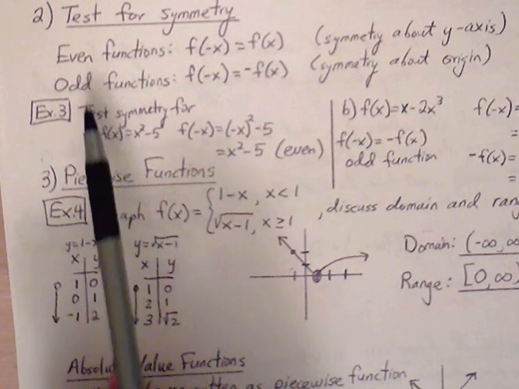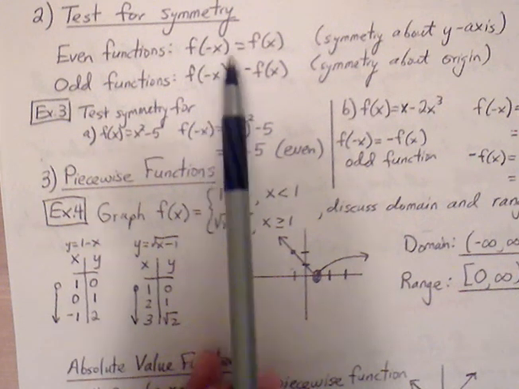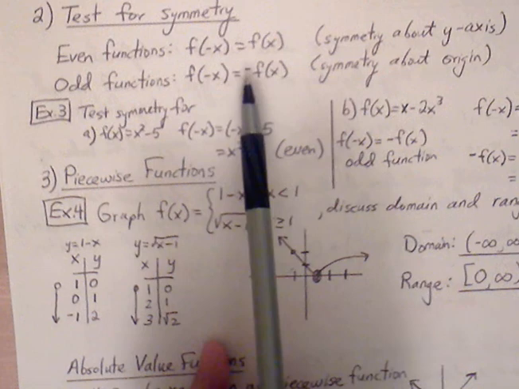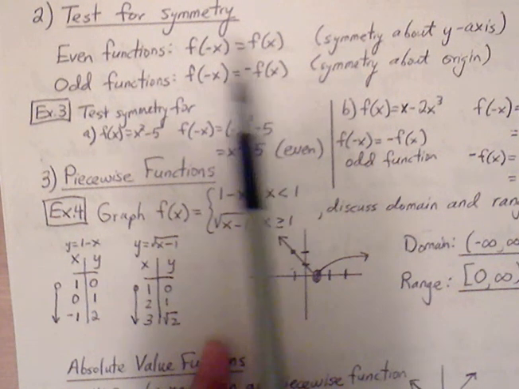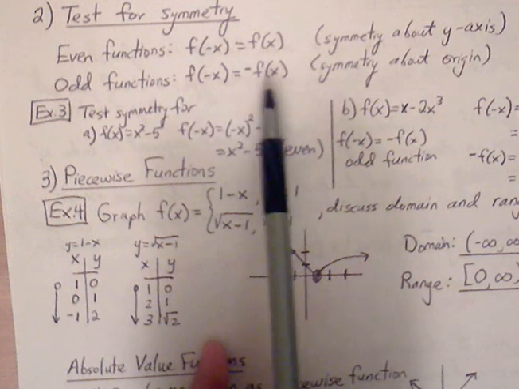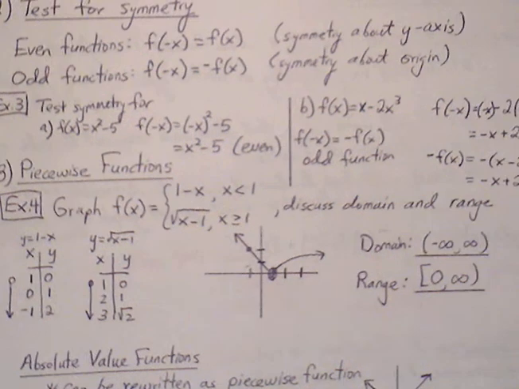Then we know we have symmetry about the y-axis, or an even function. For an odd function, we're going to replace every x with negative x, and we're going to compare that with taking a negative and distributing it through the original function. If these two match up, then we know we're going to have symmetry about the origin. So, an example of that.